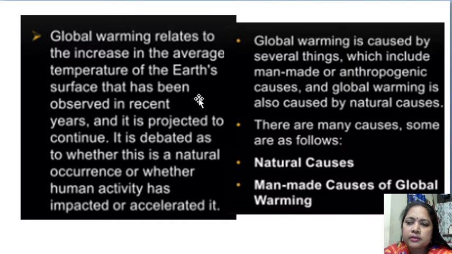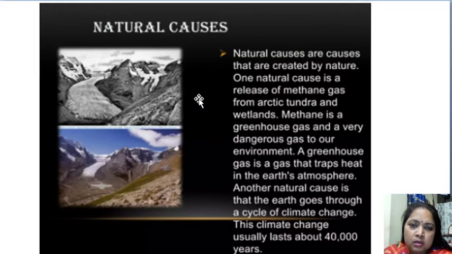So global warming is caused by several things, which include, as we discussed, man-made or anthropogenic causes, isn't it? And global warming is also caused by natural causes. So there are many causes, like you see on the screen, that some natural causes are also responsible for increasing these greenhouse gases, or ultimately creating the greenhouse effect, global warming and climate change. So natural causes are causes that are created by nature, as we know. One natural cause is the release of methane gas from Arctic tundra, okay, and wetlands. From wetlands and tundra regions, methane gas is automatically released, which is a spontaneous process. And methane is a greenhouse gas and a very dangerous gas to our environment.